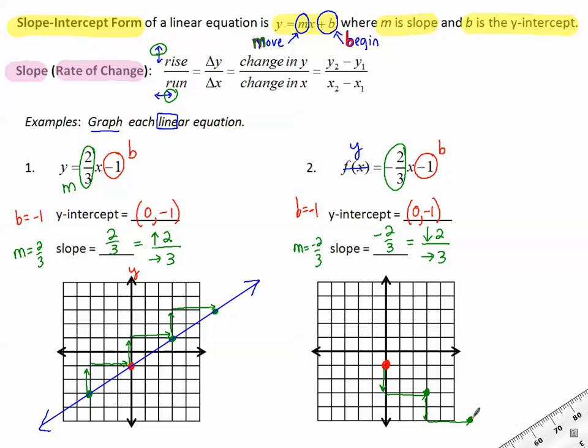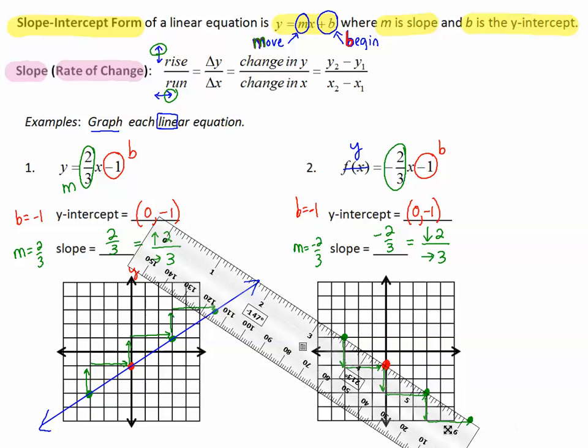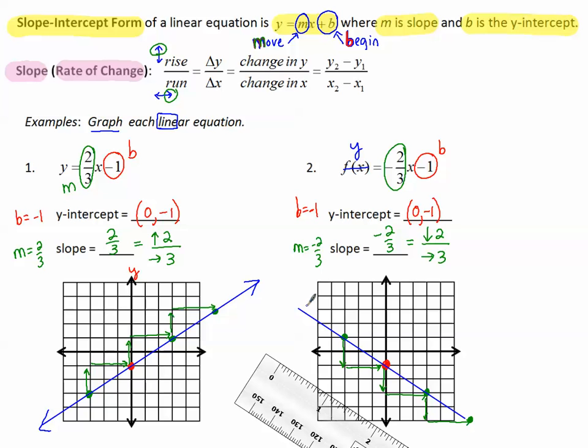Now I ran out of room, so I can think backwards. And then I'll check by using the slope. Down 2 and to the right 3. Now I'll take my straight edge and connect the points. Draw arrows to show it keeps going. Notice this is a decreasing line because the slope is negative. This one was an increasing function because the slope is positive.